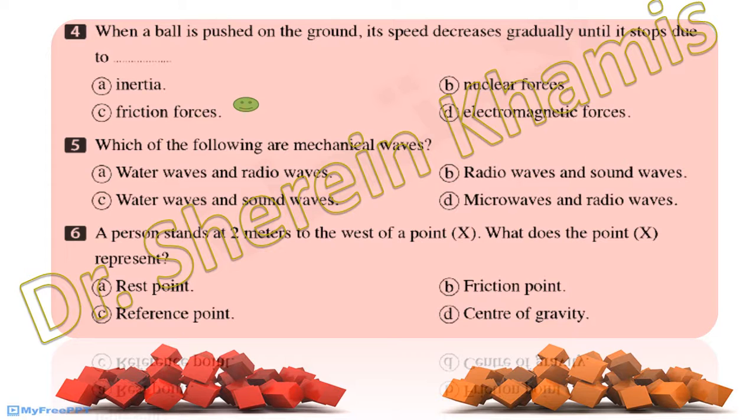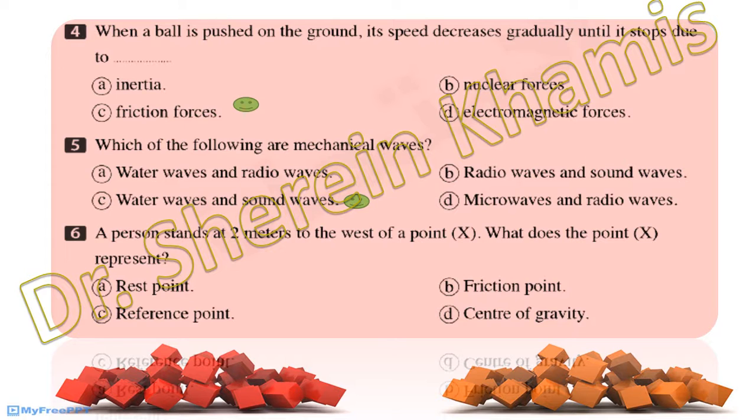Mechanical means depending on the presence of a medium. We have water waves and sound waves. Water depends on the presence of a medium, and also sound. But for water and radio, one of them is electromagnetic and the other is mechanical, and for radio and sound, one of them is electromagnetic and the other is mechanical. Here we have two that are both electromagnetic. So the mechanical two that we have, letter C, water and sound waves.